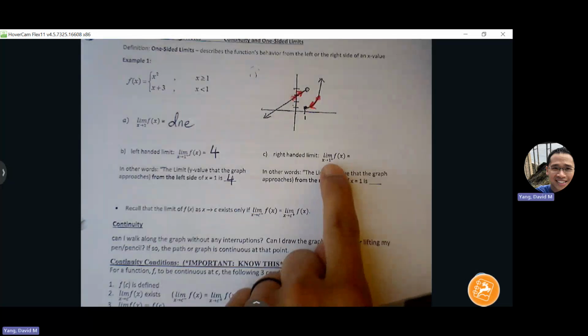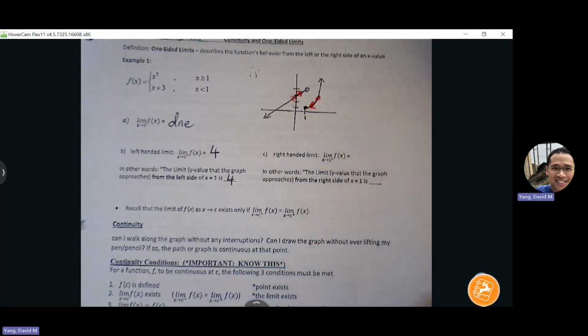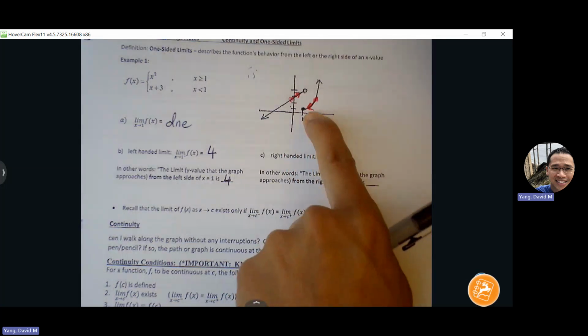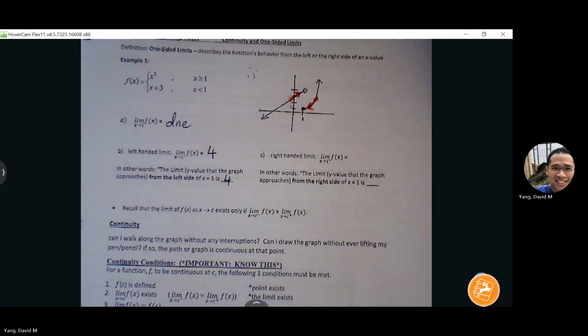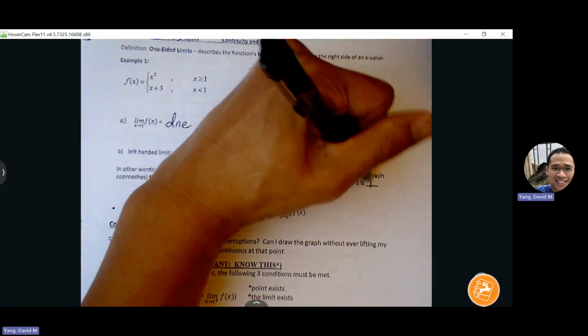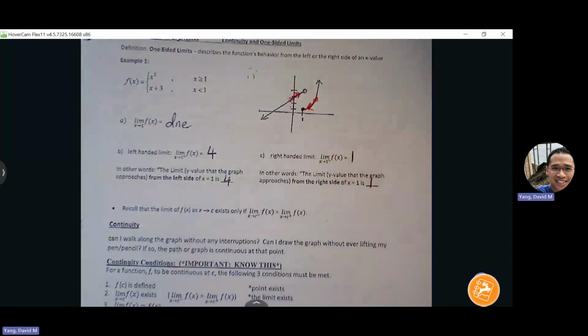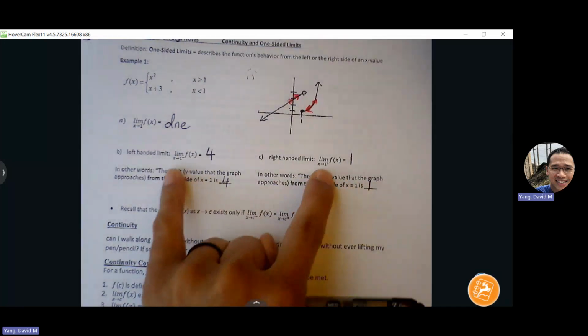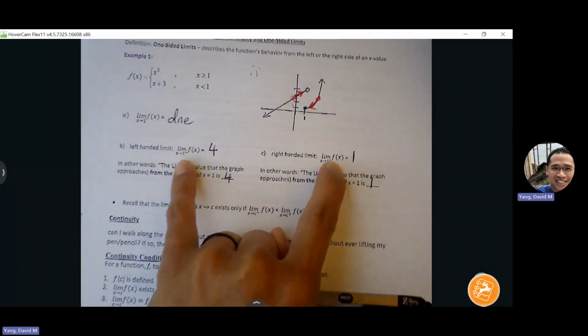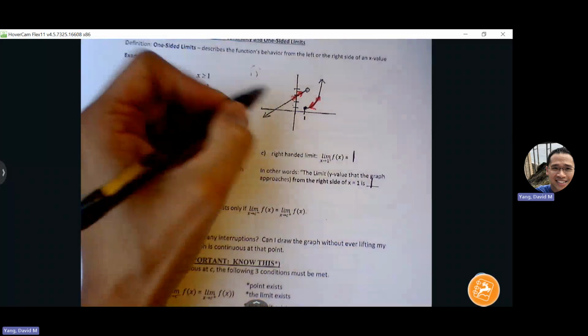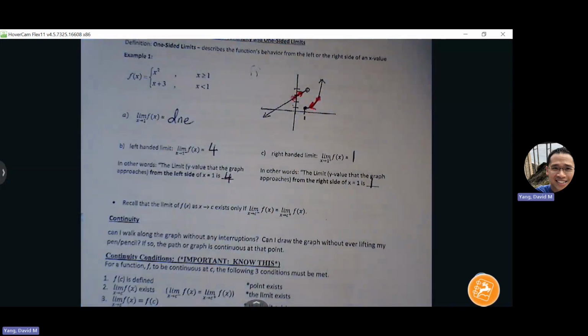What about the right-handed limit? What about the one where we start on the right side of 1 and then head left towards 1? Where is that arrow headed? Towards a y value of 1. Okay. We know how to do this because we talked about it last week, but now this is the notation that represents what we were doing with the arrows.